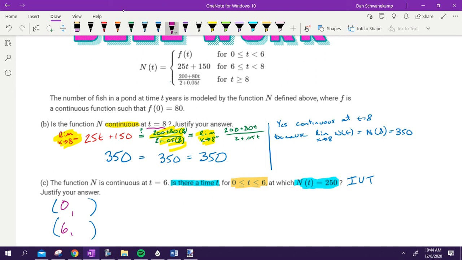What do I get if I plug in 0? 80. It's f of t. They don't tell me there, but they tell me right there. F of 0 is 80, so good for that.